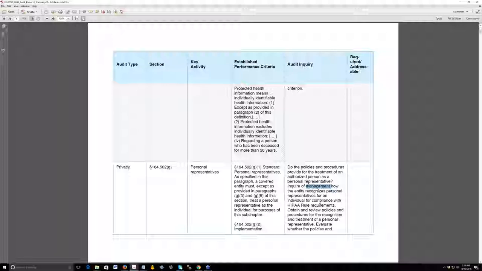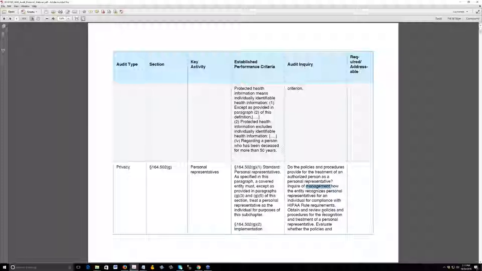Well, I just suggested how you ought to do it. You ought to have a decision tree prepared by your counsel that is for the state that you live in. So for us, it would be Florida. And you walk through that and you ask the individual to provide certain authentication. And so that guides you into determining whether or not this individual is in fact a personal representative. Then it says obtain and review policies and procedures for the recognition and treatment of a personal representative. Well, that's what we're talking about.